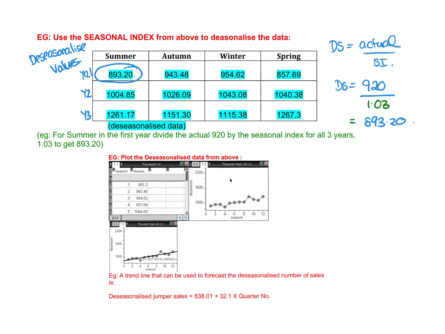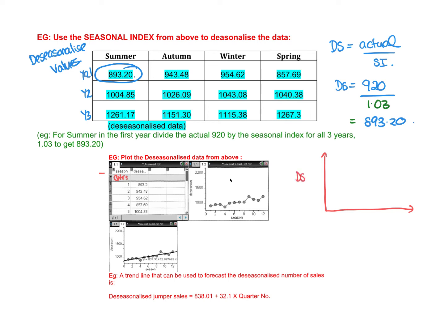They've deseasonalized every one of the sales using the overall seasonal index that we calculated at the end of that page. Once we've got all the deseasonalized values, that's what we now want to graph. We don't want the original sales with the seasonality. So into your calculator, I've put the seasons, or you might want to call them the quarters, because there's 4 of them, and then you put your deseasonalized values in another list.